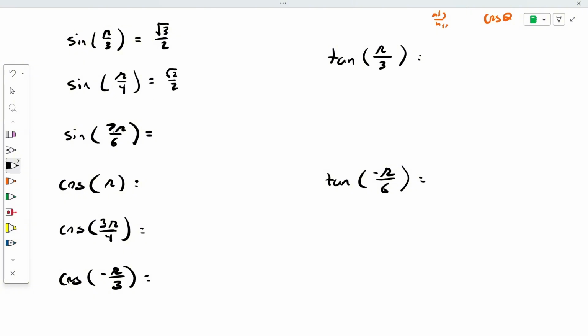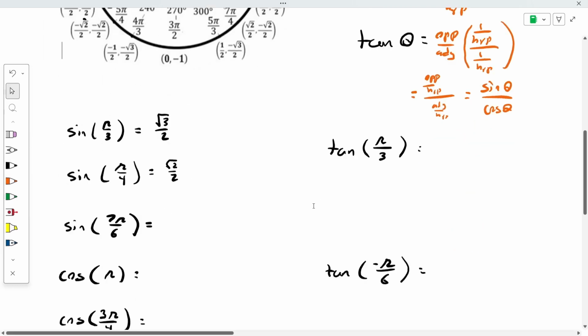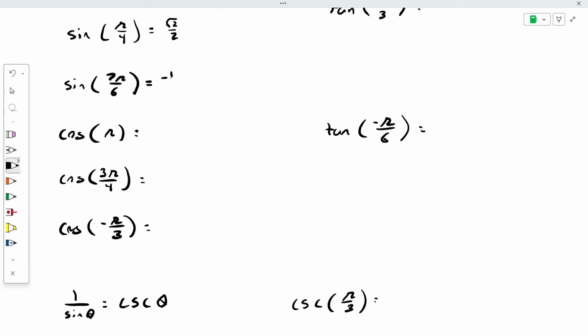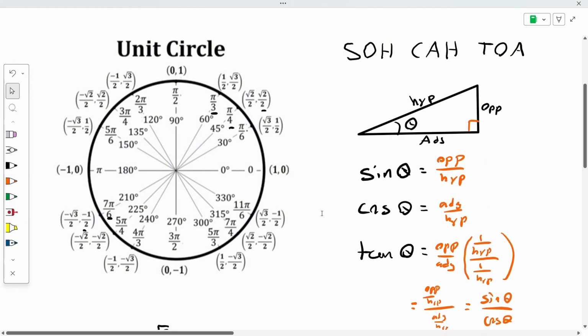And then now we have sine of 7 pi over 6. And so if we have a full unit circle, we can simply just go to where 7 pi over 6 is, go to the y-coordinate, it's negative 1/2. And as you do this, you want to start to be able to visualize this unit circle so that when you're doing problems like this, you don't have to write out an entire unit circle.